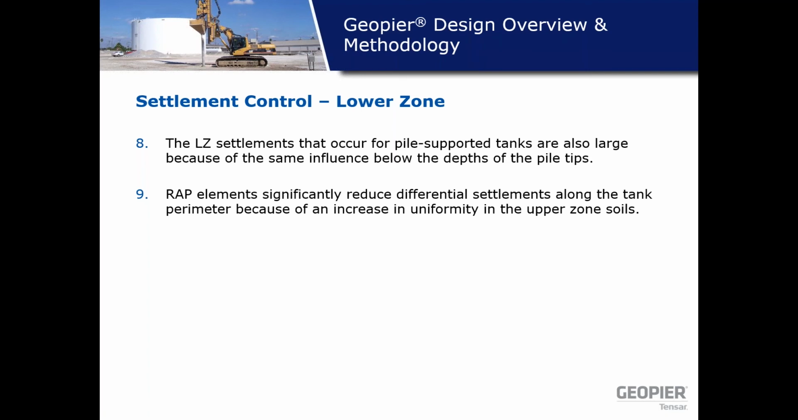Also, Geopiers provide a uniform reinforced crust under the tank. So if you have, under a 300-foot diameter tank, soil conditions varying due to undocumented fill, or you have native soils on one side and dredge fill on the other side, the Geopier system provides a uniform crust. So it really controls the differential settlement of the tank.